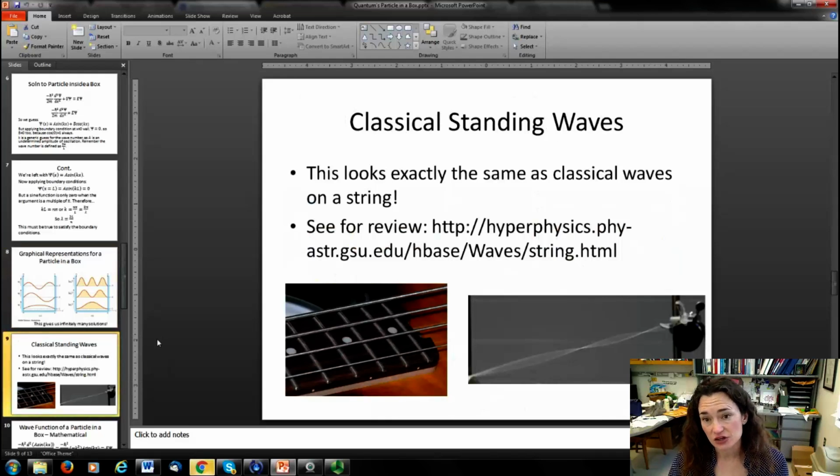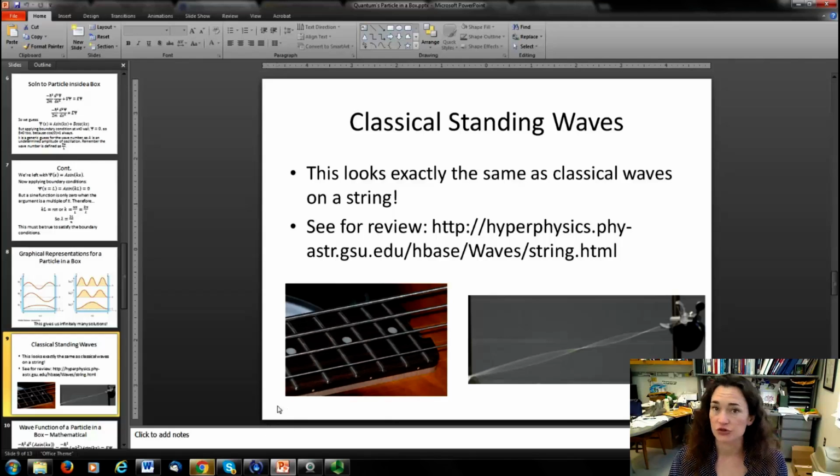Now, this does look exactly the same as the solution for classical waves on a string. If you pluck a string or give it a little wiggle and excite it, and you confine the string and hold it at both ends, then standing waves are going to form in the string. You should have covered this in your introductory physics courses, but if you need a review, I provided a link to a hyperphysics website here, which also provided these groovy little pictures, and you can get a review of the classical standing waves on a string.